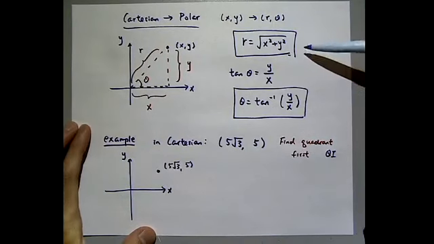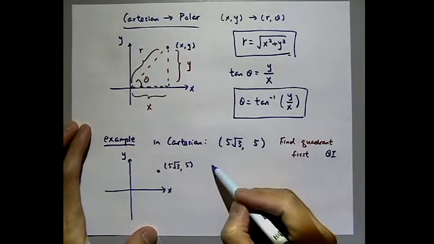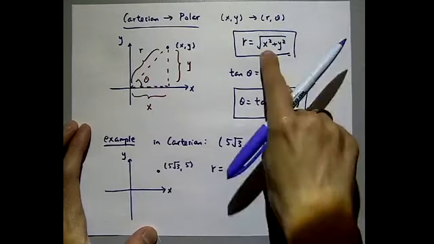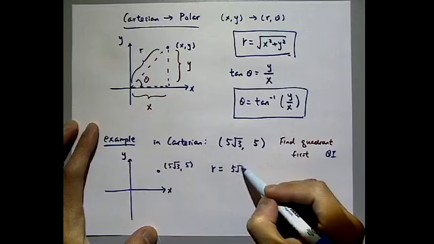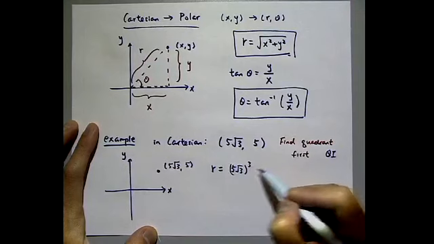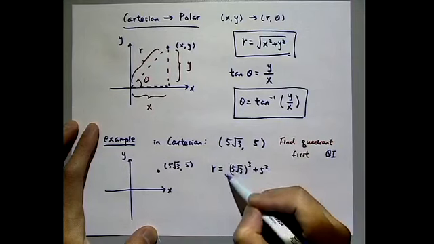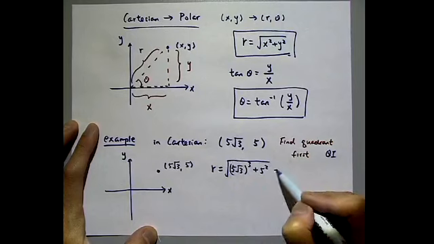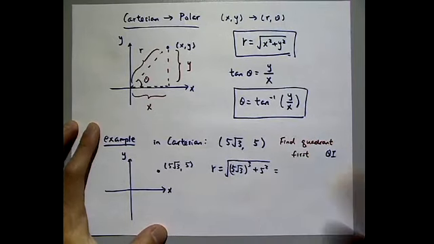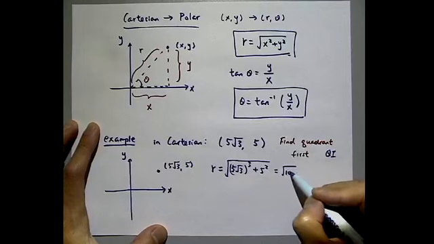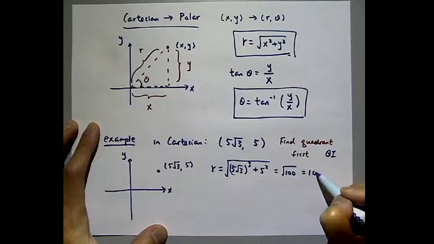Okay, so let's use the formulas we got. First of all, r is equal to the square root of x squared plus y squared. So 5 radical 3 squared plus 5 squared under root. And that's 75 plus 25. Radical 100 is 10. Right?